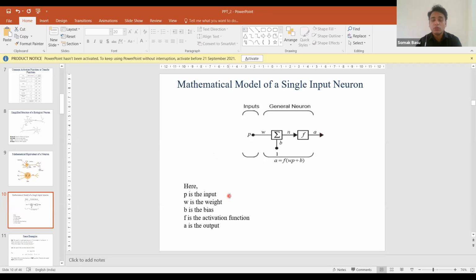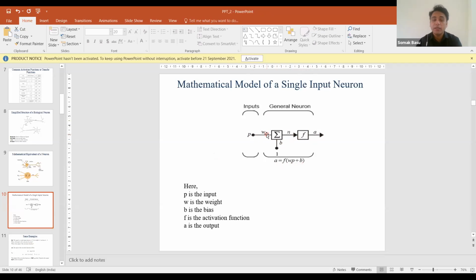What are the terms over here? P is the input, W is the weight, B is the bias, N is called the input to the activation function, and A is the output of the activation function. The output of the activation function can be written as A equals F of WP plus B, because P gets multiplied by W.